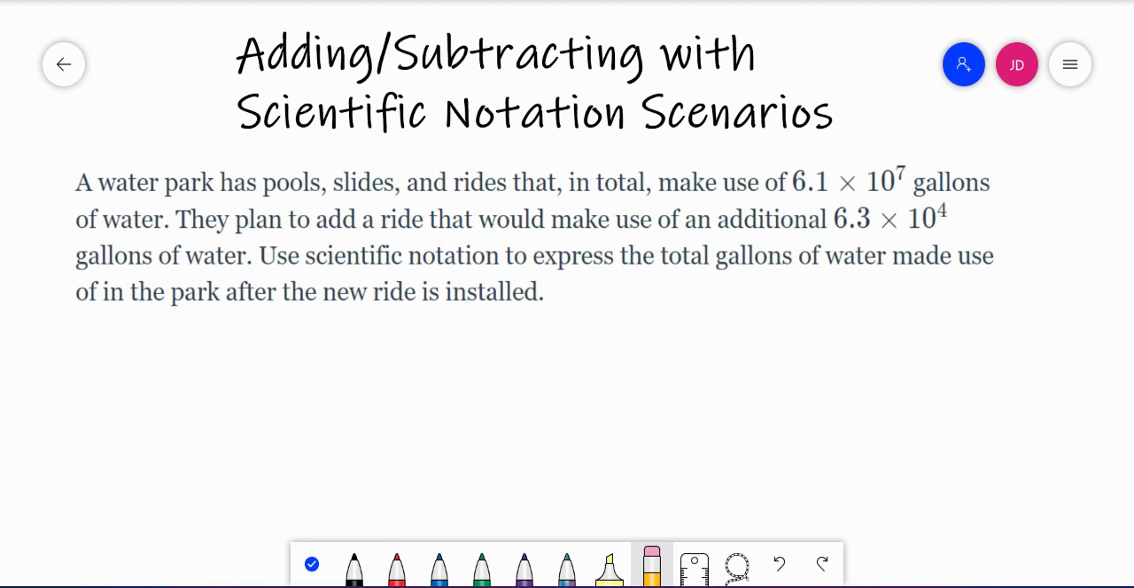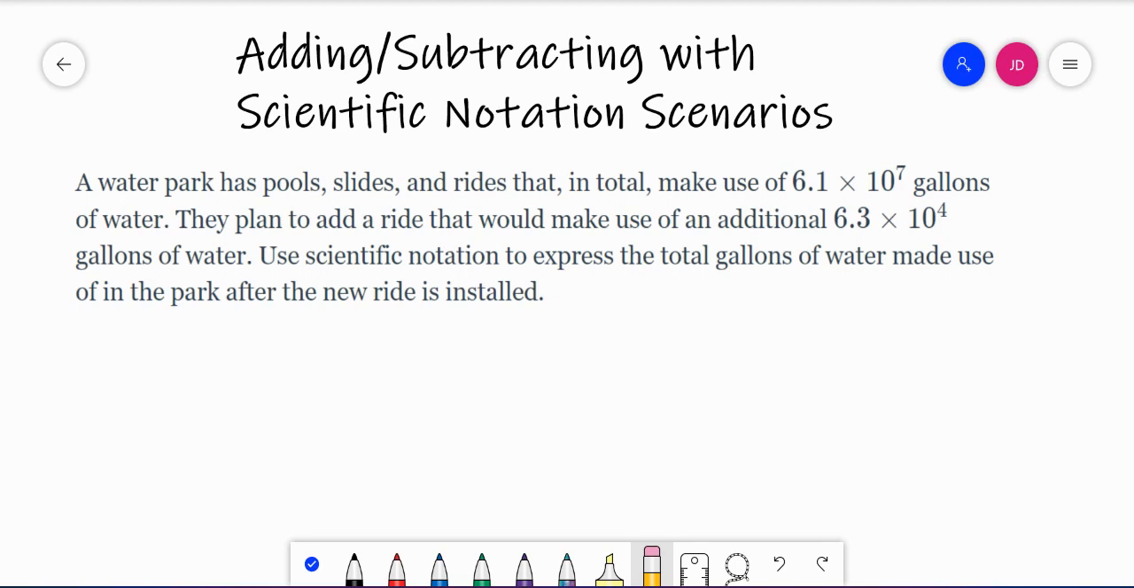It says a water park has pools, slides, and rides that in total make use of 6.1 times 10 to the 7th gallons of water. They plan to add a ride that would make use of an additional 6.3 times 10 to the 4th gallons of water. Use scientific notation to express the total gallons of water made use of in the park after the new ride is installed.